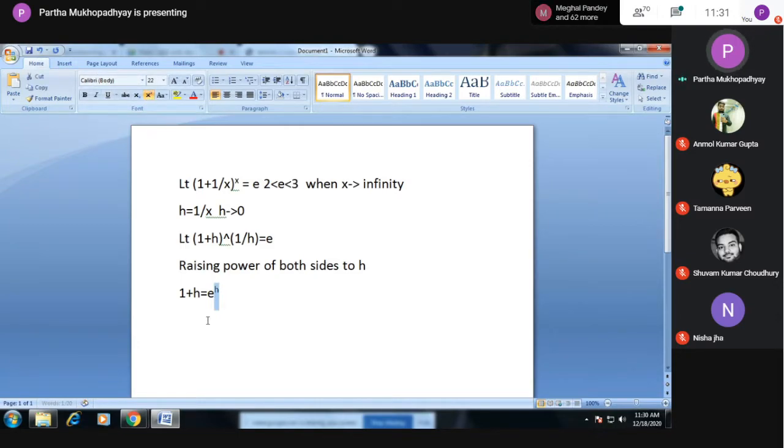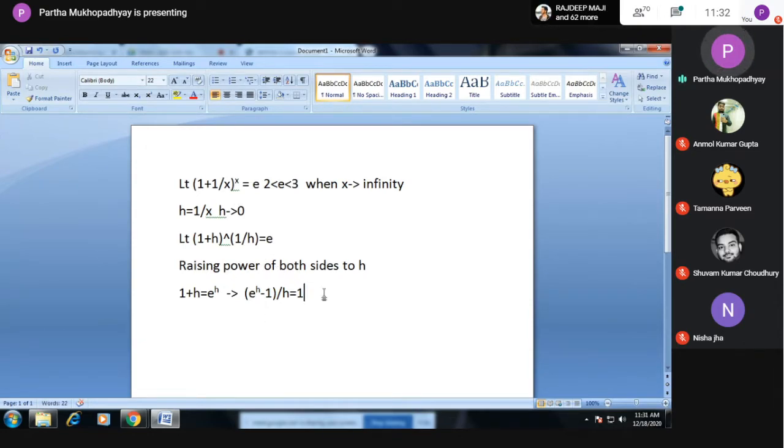That means e to the power h minus 1 equals h, that will imply (e to the power h minus 1) divided by h. Now if I divide with h, this thing will have the value equal to 1. So the limit of this thing when h tends to 0 will be equal to 1, okay?